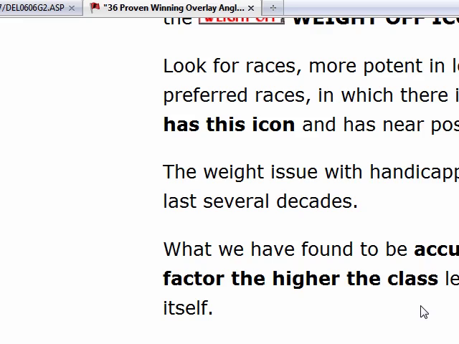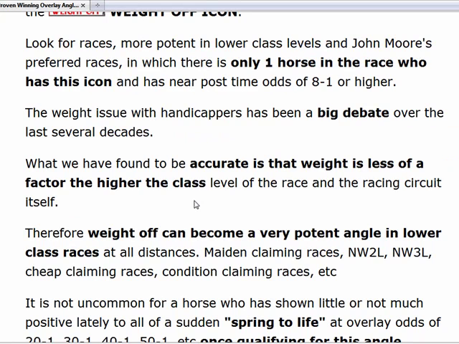So basically what that's saying is, at your higher class circuits and races, and of course your top circuits are New York, California, Southern Cal, Kentucky. At those tracks, at the higher class levels, weight is not much of an issue compared to a lower class level. For example, this race is a non-winners of 2 lifetime claiming race. That falls into the category. Delaware Park is not an A-rated track. It's not a top echelon like Belmont Park and Hollywood Park and Churchill Downs.